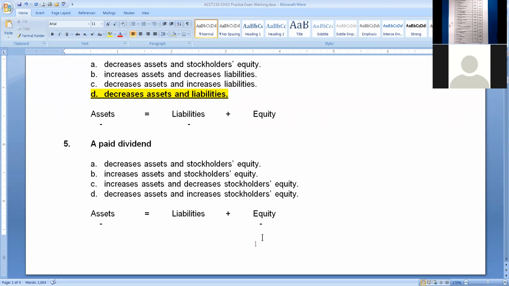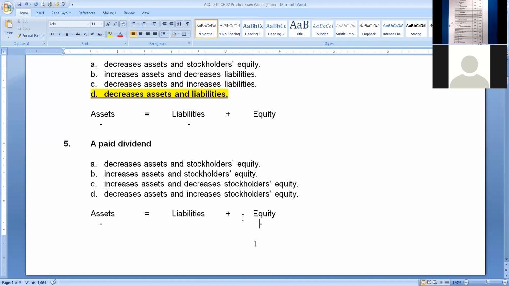It's a little bit confusing because dividends is a type of account we haven't talked about. It's called a contra account. It goes against the equity section, so it goes against retained earnings. Anyway, long story short, it comes out of retained earnings, so it will go down.